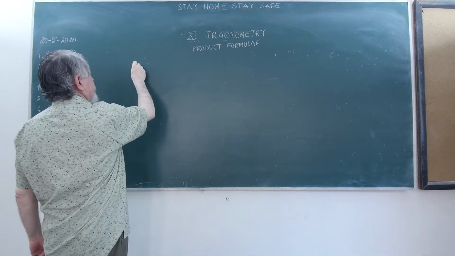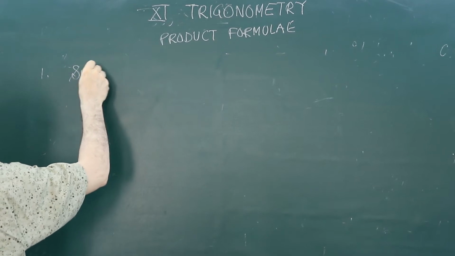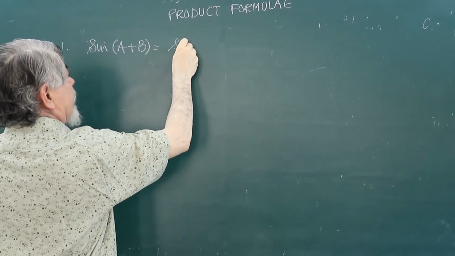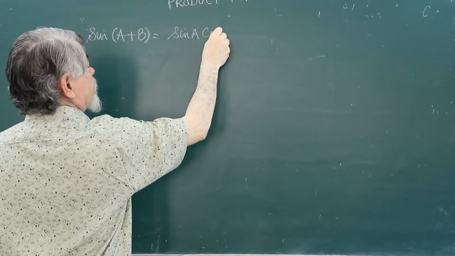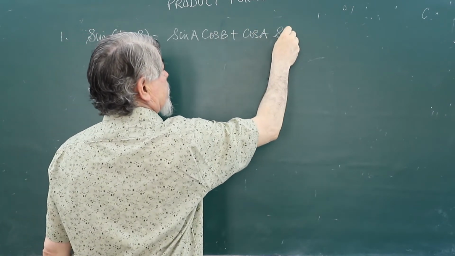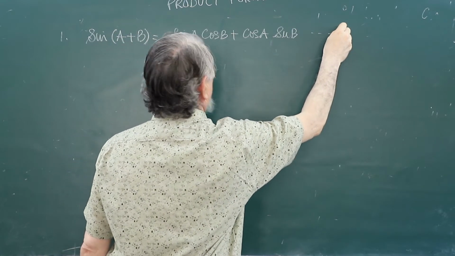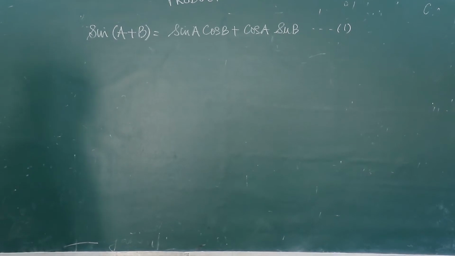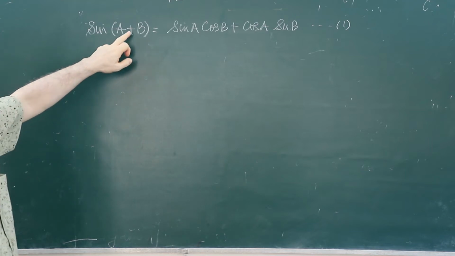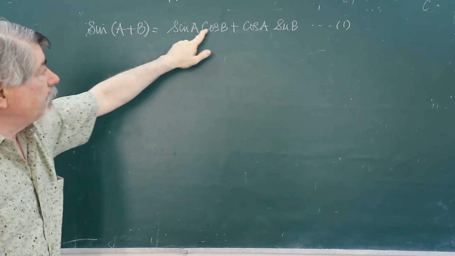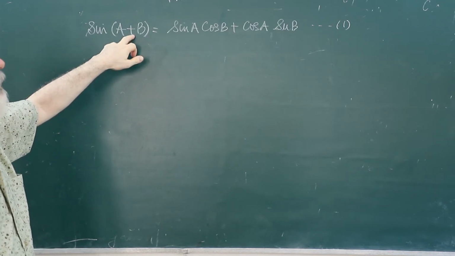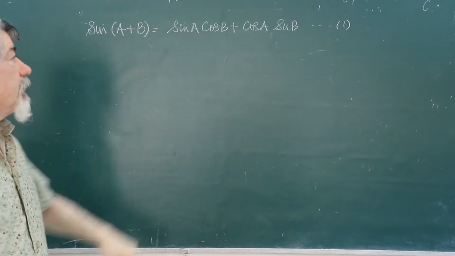For example, we had sine A plus B as sine A cos B plus cos A sine B. Let me name this equation as 1. Sine A plus B is sine A cos B plus cos A sine B. I always told you when it is sine A plus B, then sine cos cos sine will be there, and whatever the sign between A plus B is there, the same sign will come there.